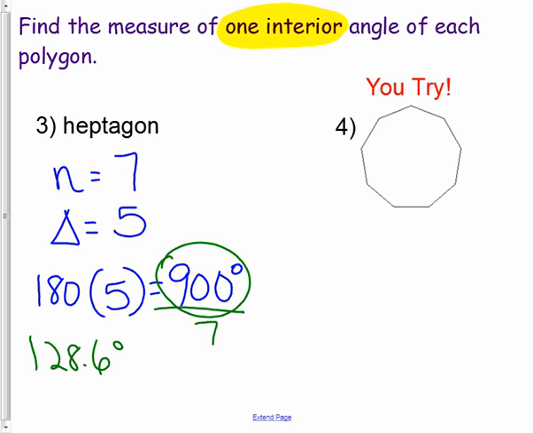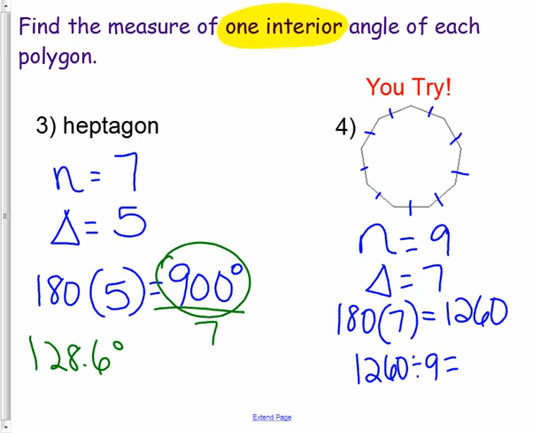Based on this number of sides, what would one interior angle be for that? So pause the video, see if you can figure it out, and when you unpause, your answer will be there. Okay, so you should have figured out that there were 9 sides here, which means there are 7 triangles. So 180 times 7 is 1260. But remember, we wanted one of these angles, not all 9 of them. So what we're going to need to do is divide that number by 9, and you should get 140.